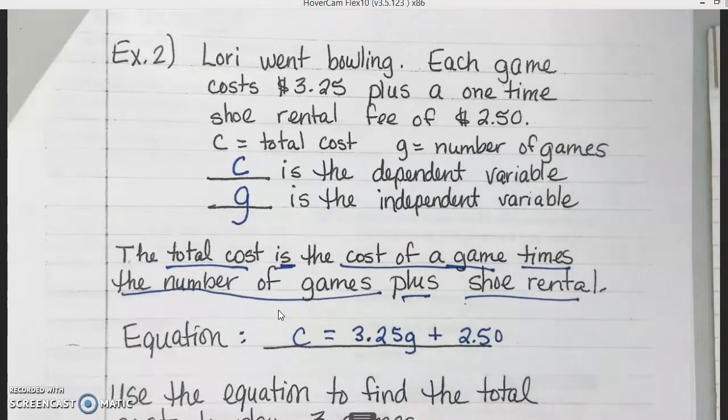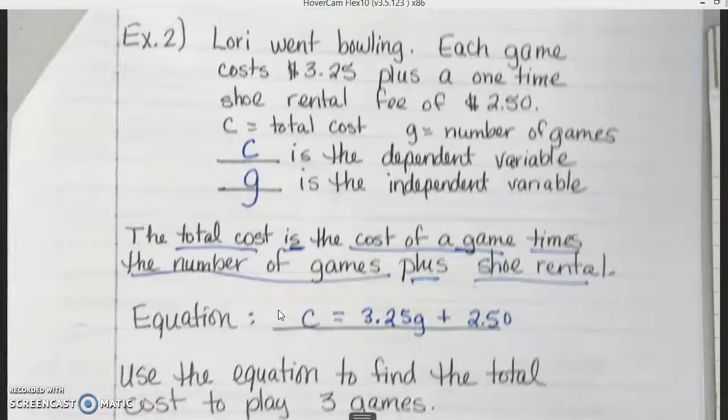Total cost is always going to be your dependent. Anytime it asks for total cost, it's always your dependent. Did I say independent? It's always your dependent because it's always going to depend on how much you're buying, how much you're spending, how many items you get.